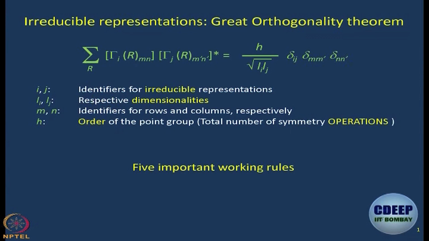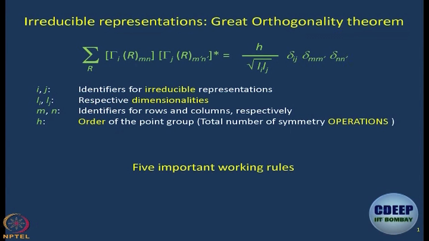Can I go ahead? You understand what I have done? On the left hand side, I had just multiplied a matrix element of the ith irreducible representation by the complex conjugate of another matrix element of the same symmetry operation R from a different irreducible representation, and have summed over all values of R. The right hand side is h divided by the square root of li lj, where li and lj are the dimensionalities of gamma i and gamma j, the ith and jth irreducible representations respectively.